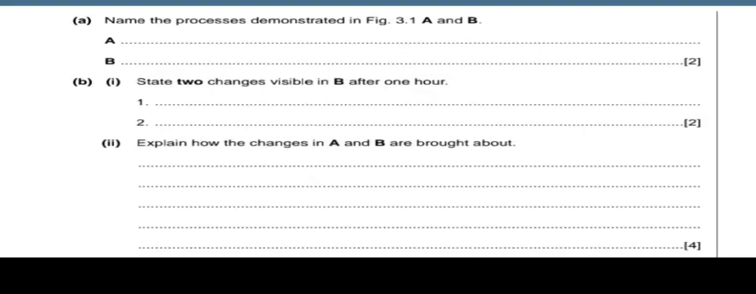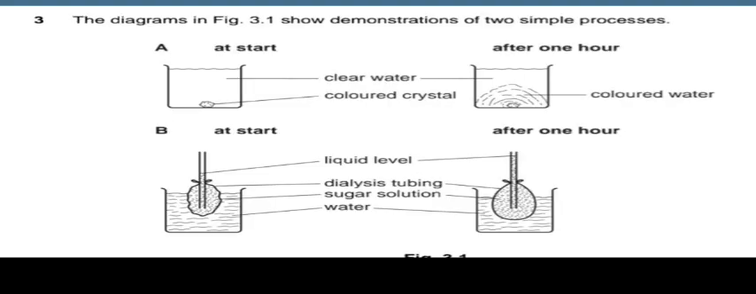The first question: name the processes demonstrated in figure 3.1, that is A and B. So when it comes to A, this one here is called the colored crystal. When you hear the word colored crystal, or things that deal with colored substances, that one deals with diffusion. Okay, so for process A, we are going to say this one is going to fall under diffusion.